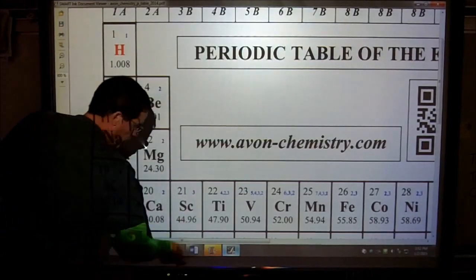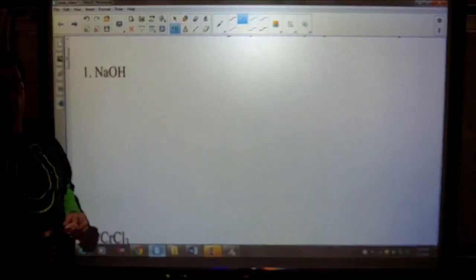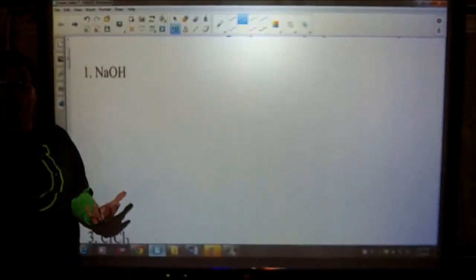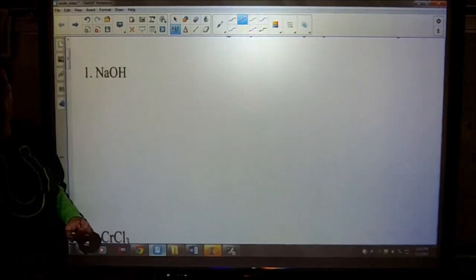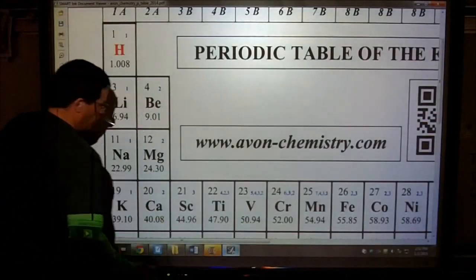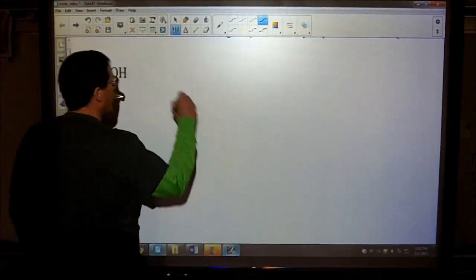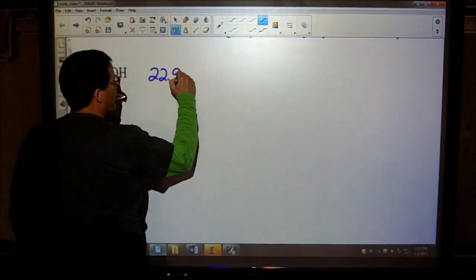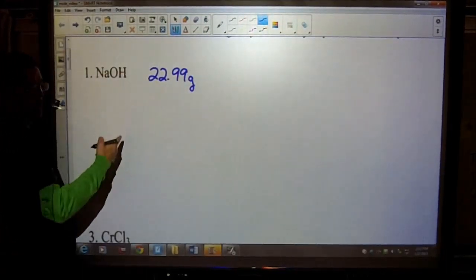So if I have a mole of molecules, and we'll be working with moles of molecules initially, I want to find out what the mass is if I had 6.02 times 10 to the 23 molecules of sodium hydroxide. So we look at the periodic table and say, okay, sodium's 22.99, so we'll start off with that mass, and we only have 1 sodium in the formula, so there's no multiplier.